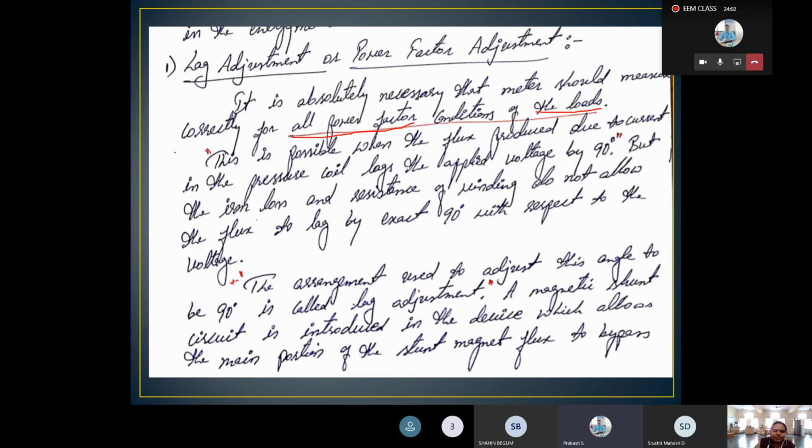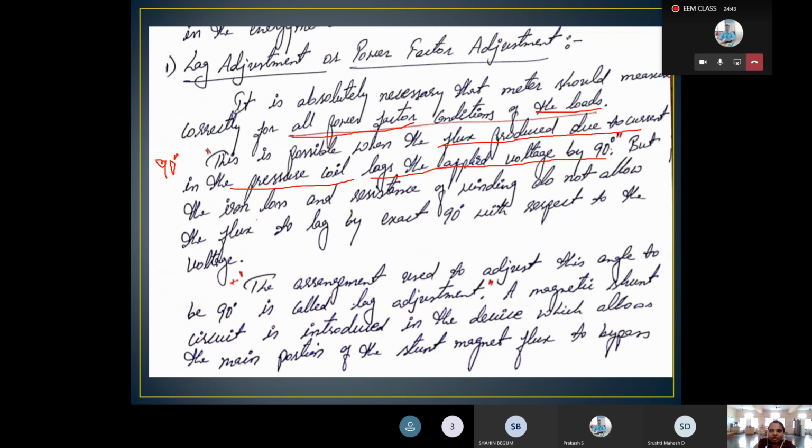How can we do this? This is possible when the flux produced due to the current in the pressure coil, understand here, the flux produced due to the current in the pressure coil, should lag the applied voltage by 90 degrees. This is very important. It should lag by 90 degrees. Then only the meter is going to work properly.